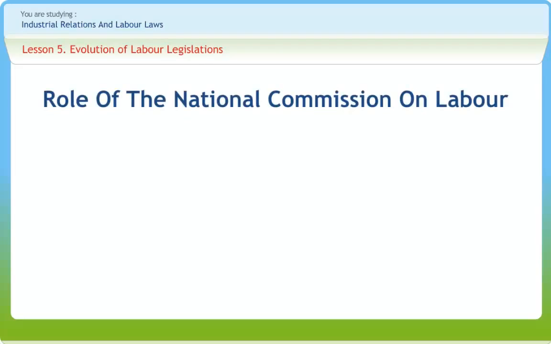To fully understand labor legislation, we should also know the role of the National Commission on Labor. The first National Commission on Labor was constituted on 24/12/1966, which submitted its report in August 1969.